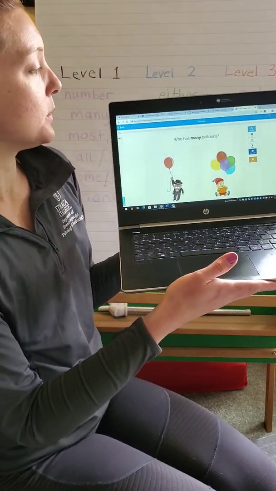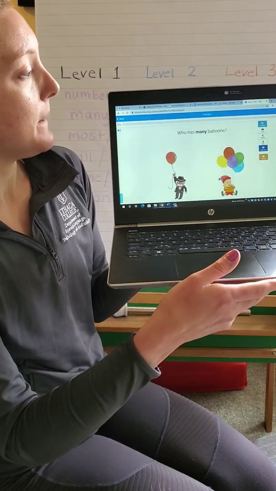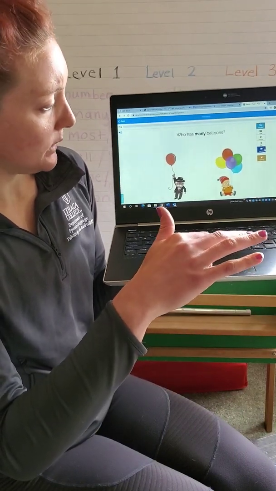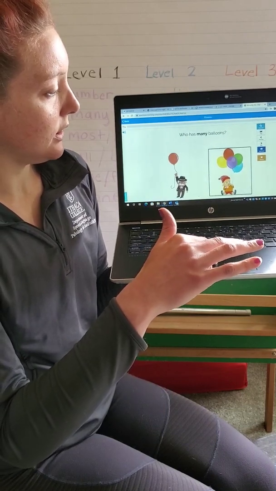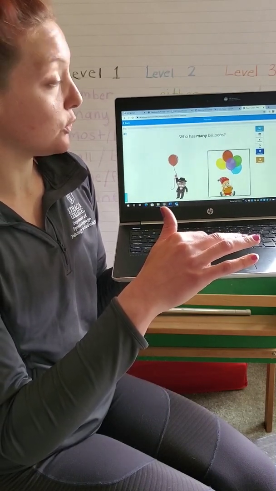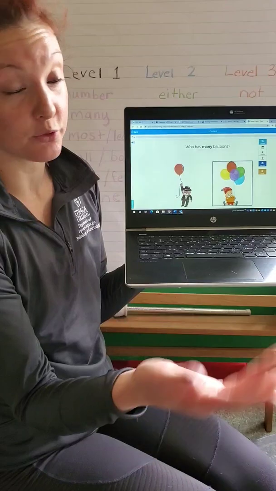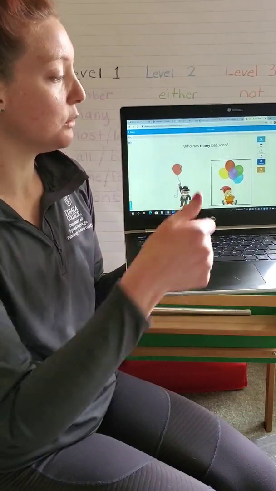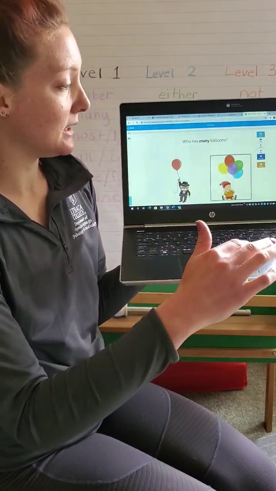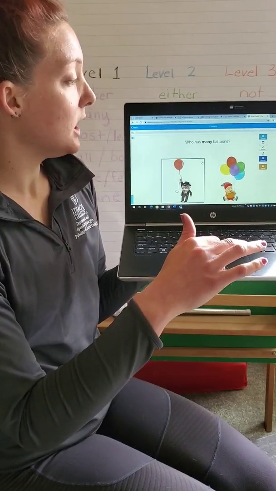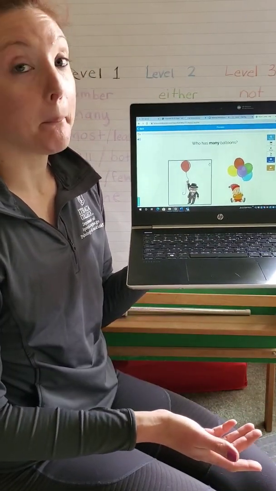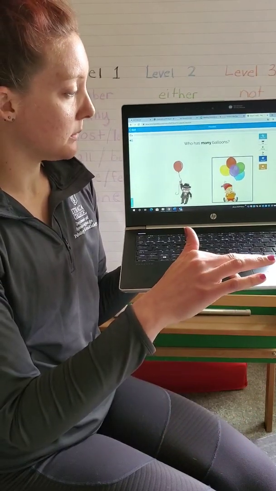So, for example, this one says, who has many balloons? So we have a picture here of a man with 1 balloon, and this friend has many balloons. You could also practice pronouns here if you really wanted to. He has a balloon. He has a lot of balloons. So we're using the pronoun he. But anyways, we're picking the one who has many balloons. So that would be this boy here.